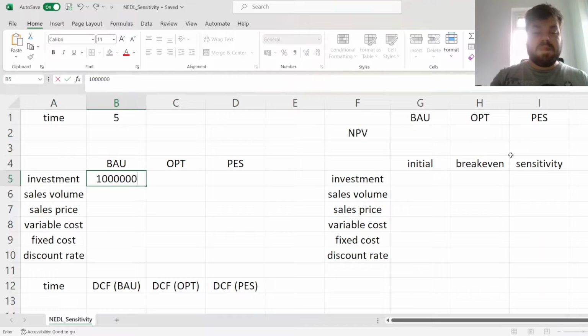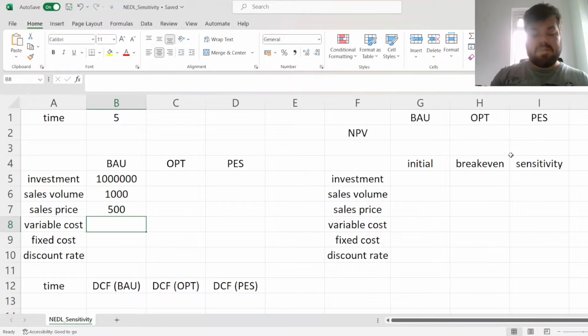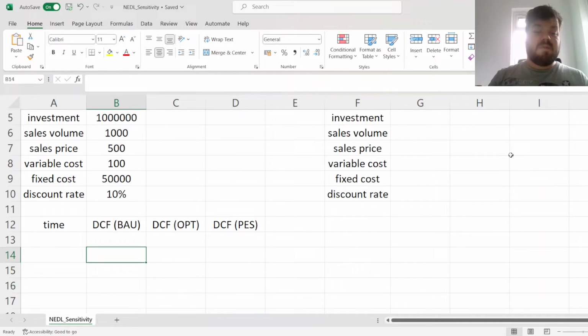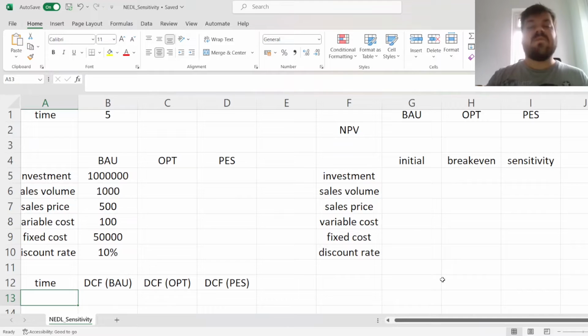So let's consider a very simple project, which will be a 5-year project with an initial investment of 1 million, sales volume of 1,000, sales price of 500, variable cost of 100, fixed costs of 50,000, and a discount rate of 10%. That would allow us to calculate the net present value of this project and perform conventional appraisal quite easily.